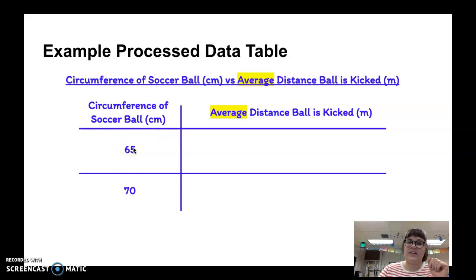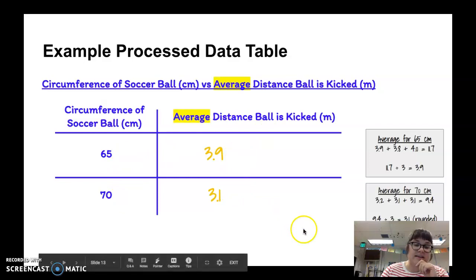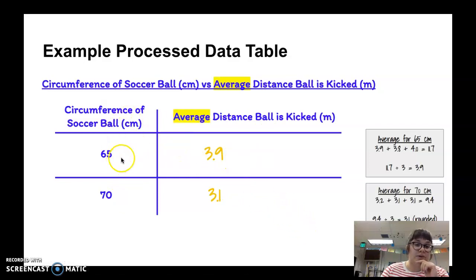And then I will also add my title. So circumference of the soccer ball in centimeters versus the average distance the ball is kicked in meters. And now, if I remember my data, I'll put my 3.9 here, and I'll put my 3.1 here. Notice that I don't have centimeters here or here, and I don't have meters here or here. And that's because in a data table, you do not put units in the body of the table.